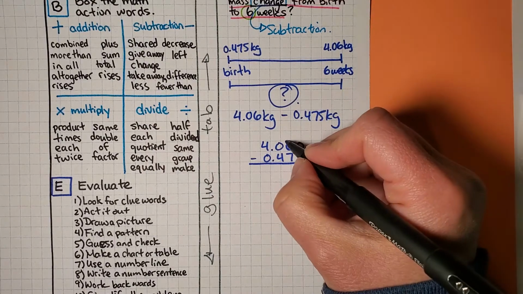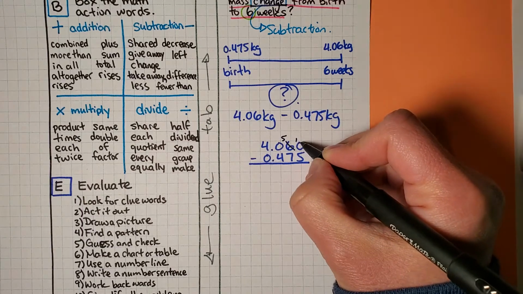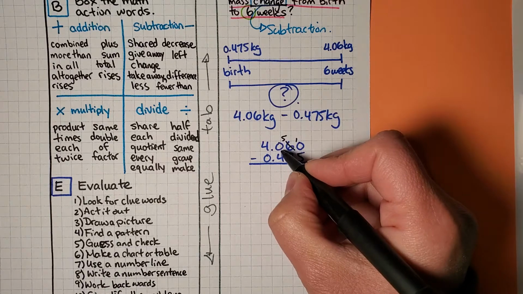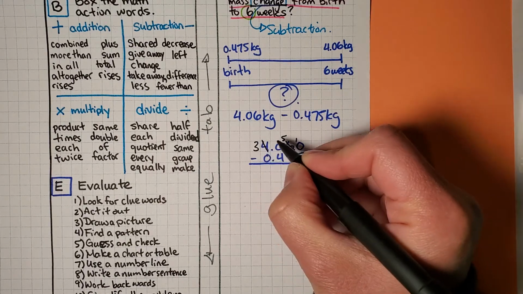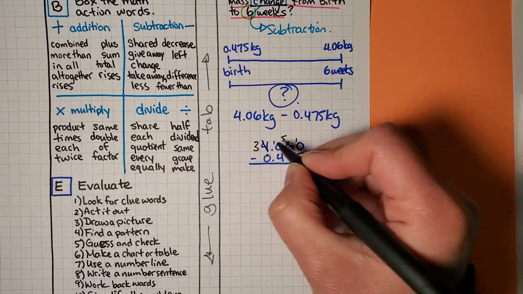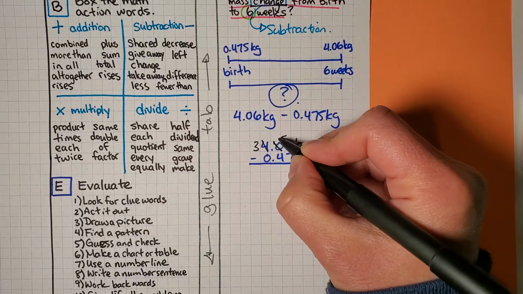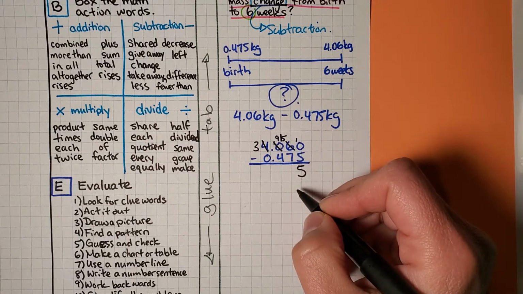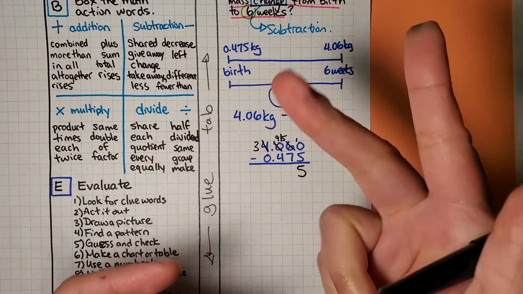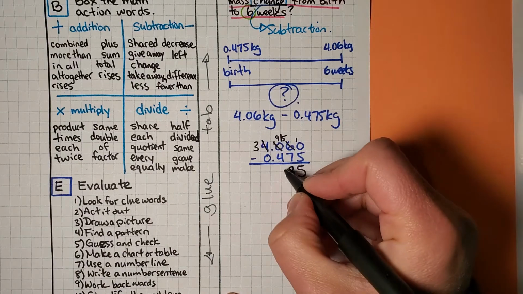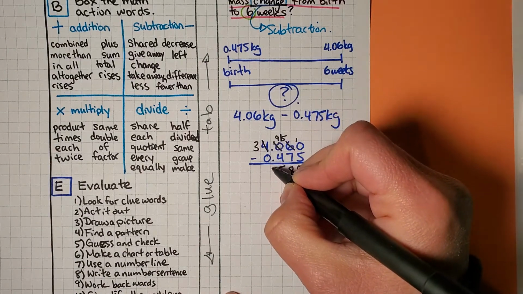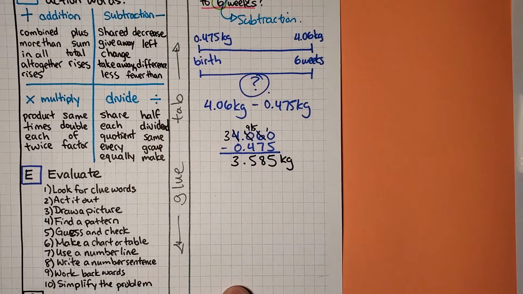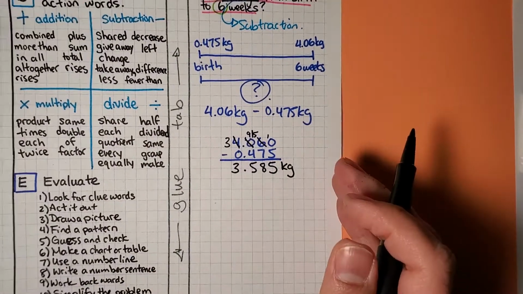0 minus 5, can't do it, so I borrow. Now it is 10 minus 5. 5 minus 7, can't do it. Can't borrow from the 0, borrow from the 4, make that a 3. Now it's 10. Now I can borrow. This is a 9, and this is a 15. 15 minus 7 is 8. 9 minus 4, that's 5. Line up my decimals. Decimal goes there next. 3 minus 0. So right there, we just solved that.